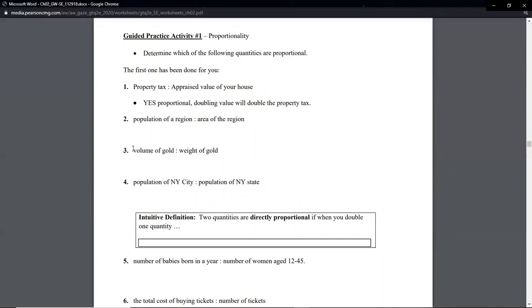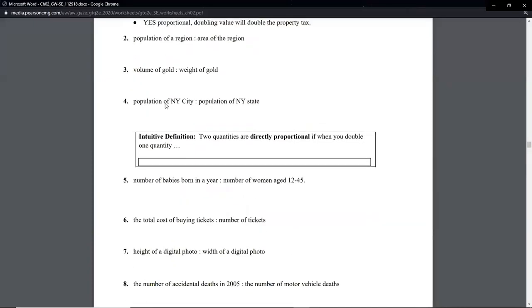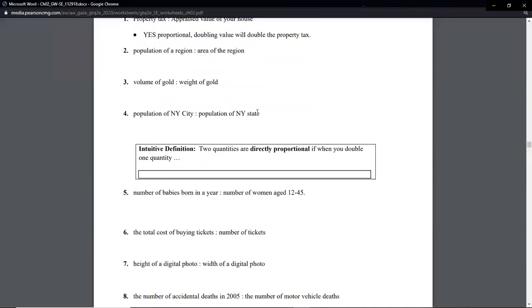Volume of gold and weight of gold: there is some type of relationship between volume and weight. I won't say whether it's proportional or not, and I'm not trying to make it sound more complex than it is, but there is a pretty simple argument for number 3. Population of New York City and population of New York State. So if you double the population of New York City, does that mean the population of New York State has to double? Or maybe you need to ask that question the other way, vice versa.